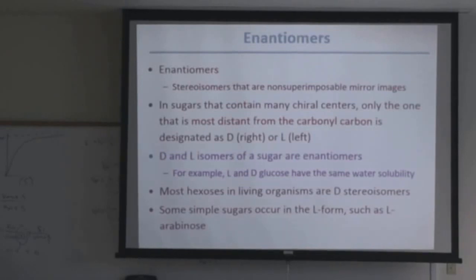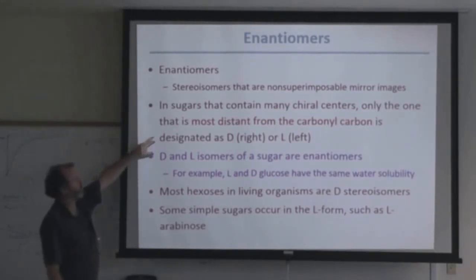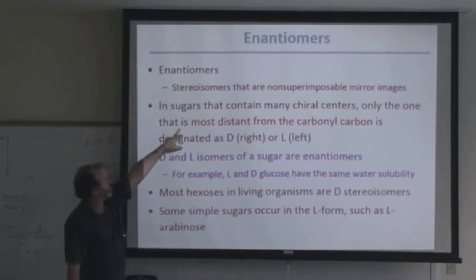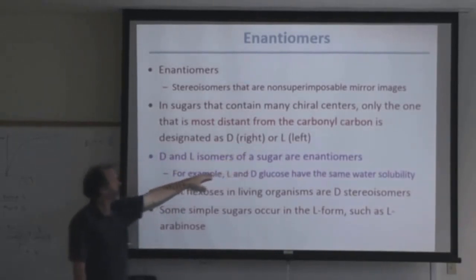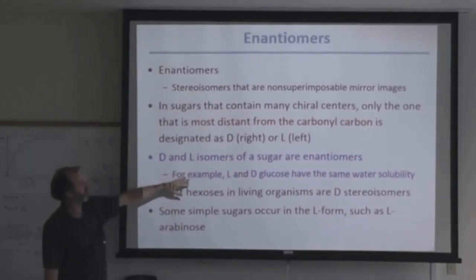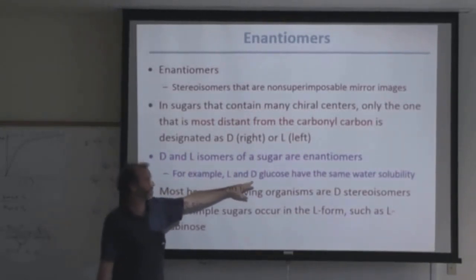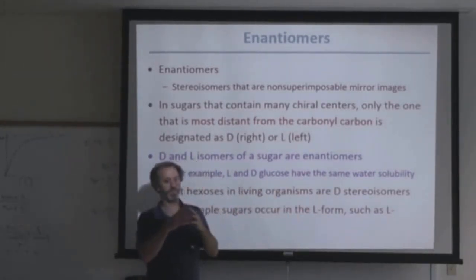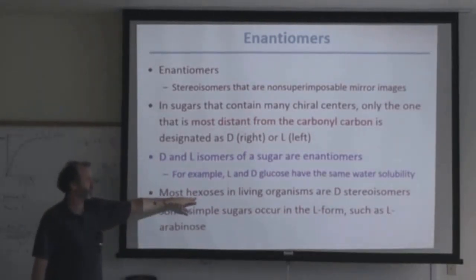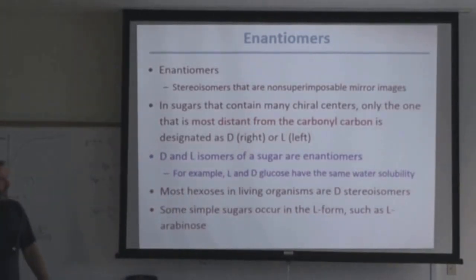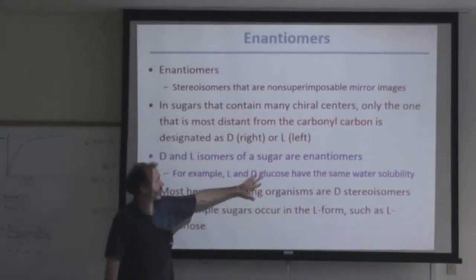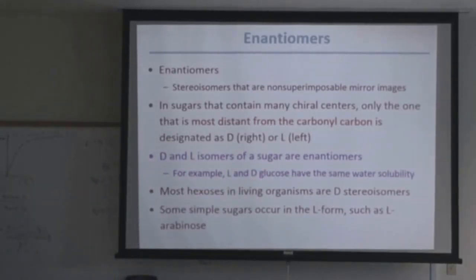You guys remember enantiomers? Basically, non-superimposable mirror-image stereoisomers. In sugars that contain many chiral centers, which most sugars have, the one that is most distant from the carbonyl carbon is designated as the D or L. The D or L isomers of a sugar are enantiomers, so L and D glucose have the same water solubility. They're enantiomers of each other. But most hexoses in living organisms are D stereoisomers. So we're going to be working with D sugars. And I think there's a table in your book with all the different D monosaccharides.